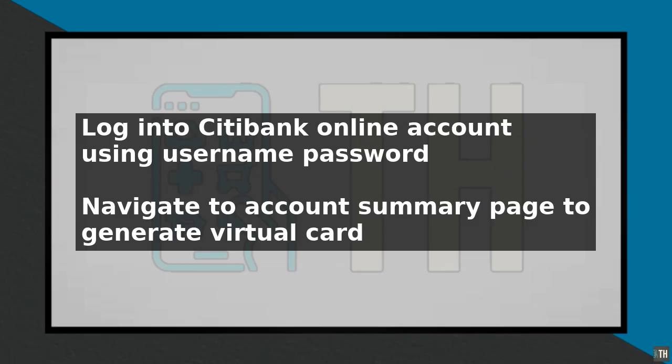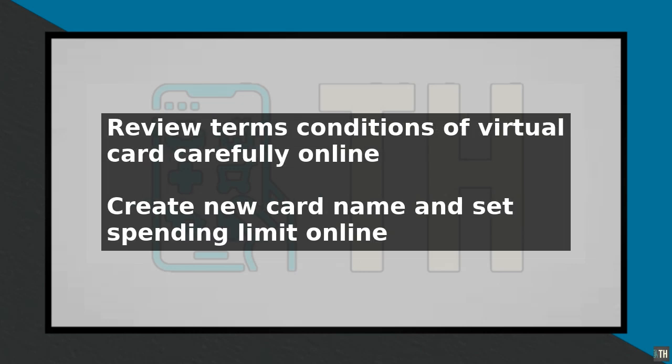Once you are logged in, navigate to the account summary page and look for the option to generate a virtual card. Click on the Generate Virtual Card option and select the account you want to link to the virtual card. You will then be prompted to review the terms and conditions of the virtual card. So take a moment to read through them carefully.